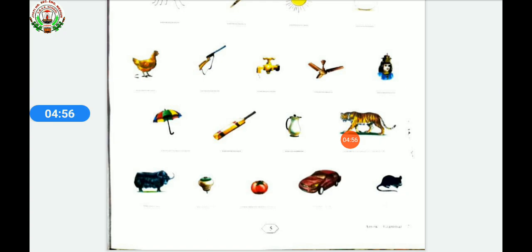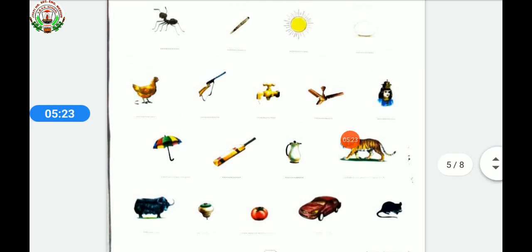The next picture is of a top. T-O-P, top. The next picture is of a tomato. Tomato. Then comes the picture of a car. C for car. The last picture is of a rat. R for rat.